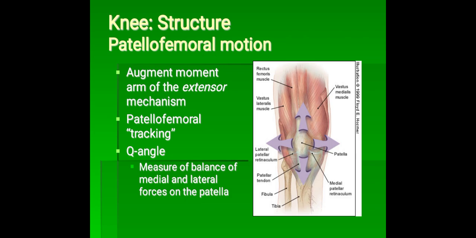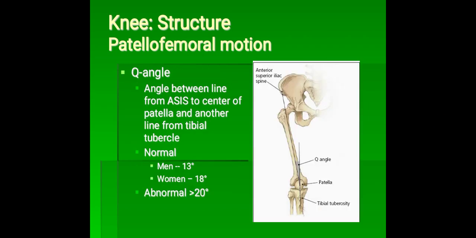It also has the Q angle, which measures the balance of medial and lateral forces on the patella. Q angle is the angle between the line from the anterior superior iliac spine to the center of the patella and another line from the tibial tubercle. Its normal value in men is about 13 degrees and in women about 18 degrees. An abnormal value is greater than 20 degrees.